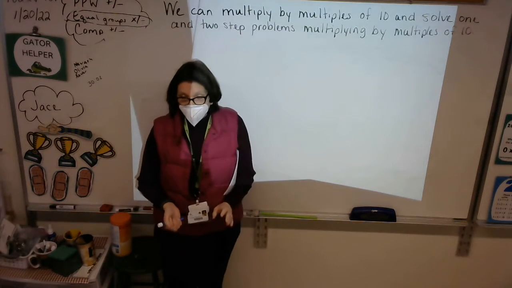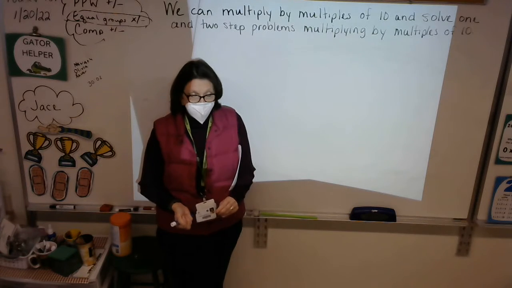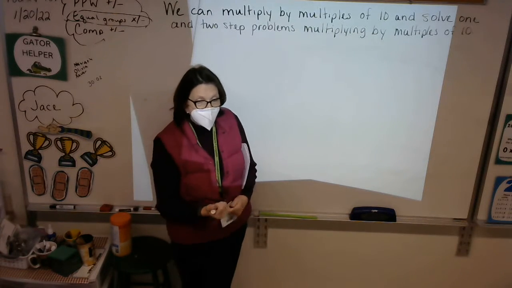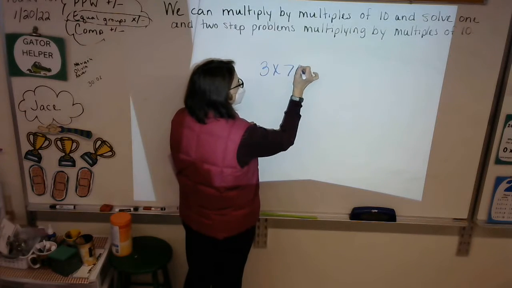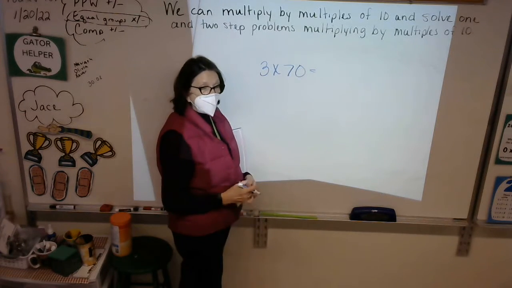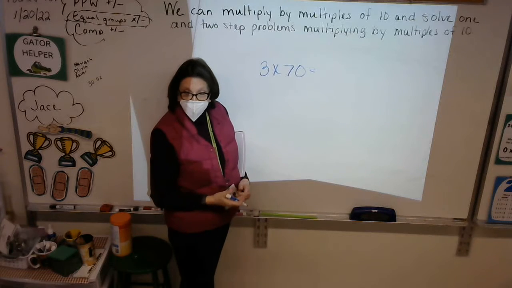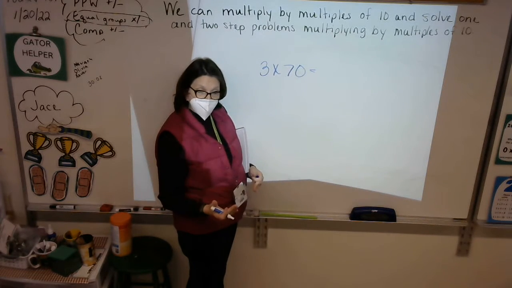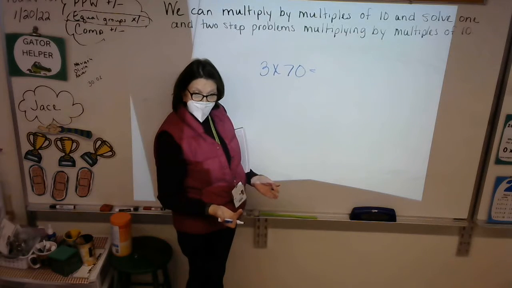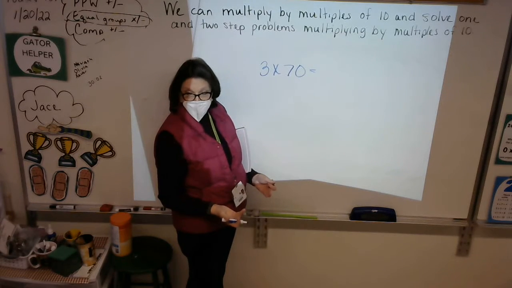So as you know, for the last few days we've been working on multiplying by multiples of 10. And you know what that means? That means doing things like 3 times 7, okay? We learned that that's really not any harder than a basic math fact. Instead of multiplying 3 times 7 ones, you're multiplying 3 times 7 tens. So you just add a 0 to your math fact.